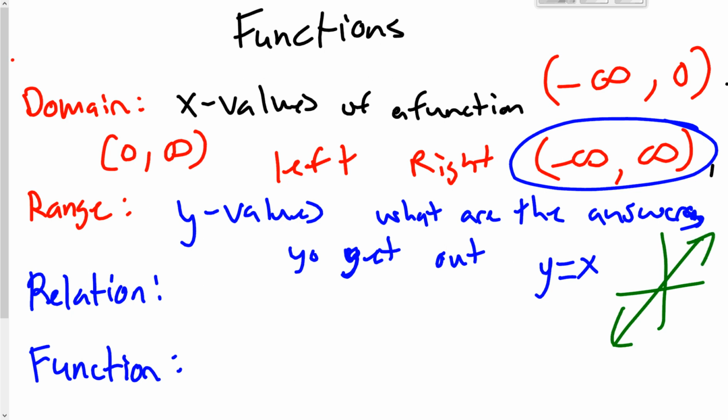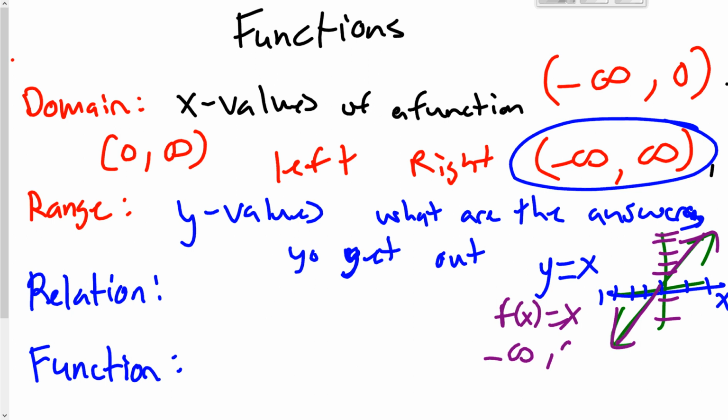So domain is your x's, which is the horizontal line, right? So your choices for x's, what can you plug in? What numbers can you plug in here? Where y is your answers. What answers do I get out? And as I can see, I continually go down this way and continually go up. So that means my answers for this function, f of x equals x, would be negative infinity to infinity.